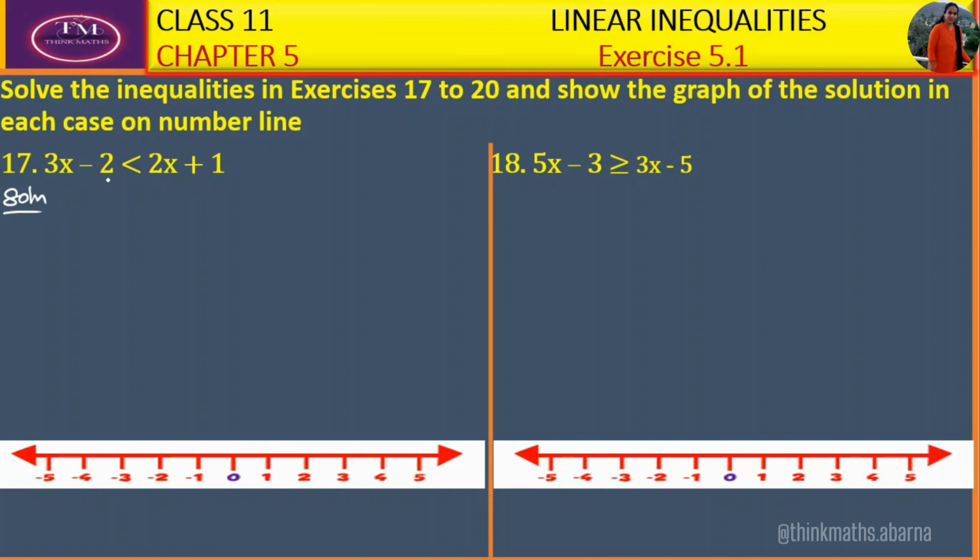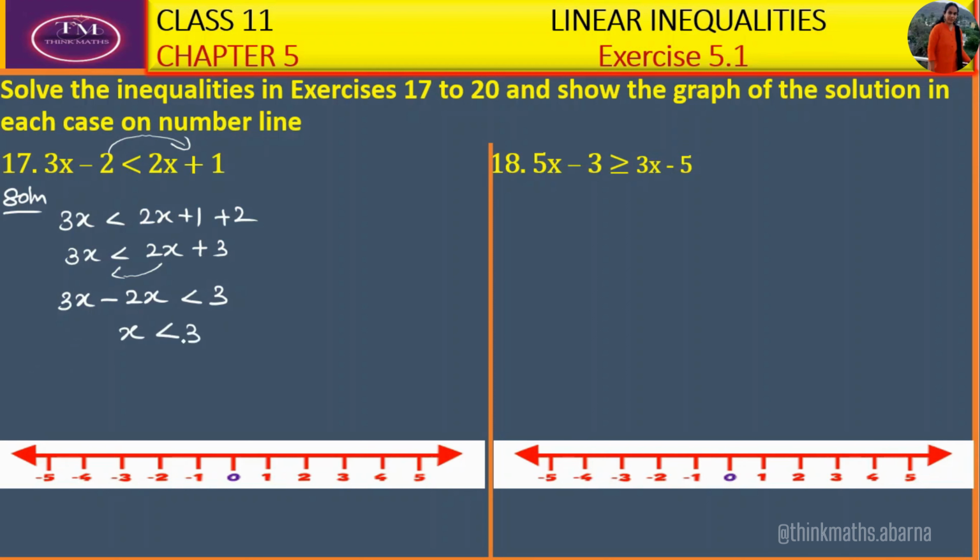So here 3x minus 2 less than 2x plus 1. As usual, we will take the numbers to the right side. So 3x less than 2x plus 1, minus 2 will become plus 2. So 3x less than 2x, 1 plus 2 is 3. Now bring this 2x to the left side. So 3x plus 2x will become minus 2x less than 3. So 3x minus 2x is x. x is less than 3.